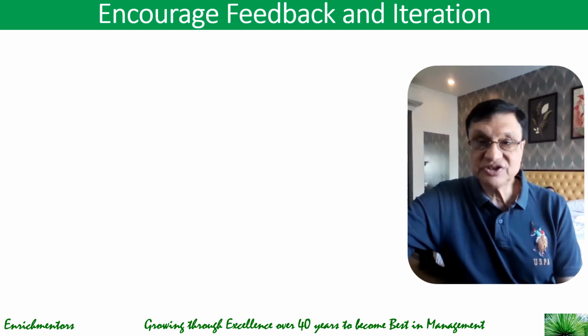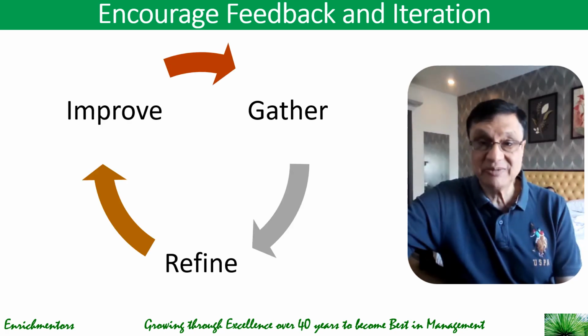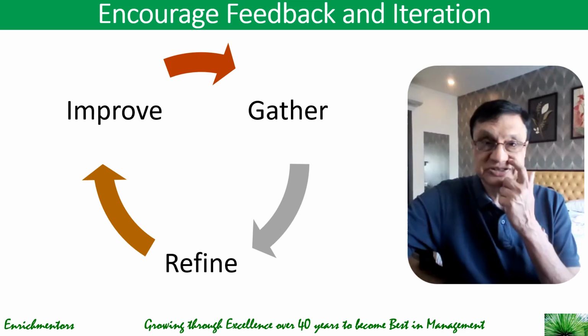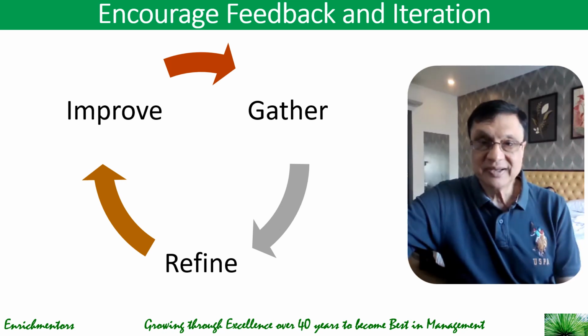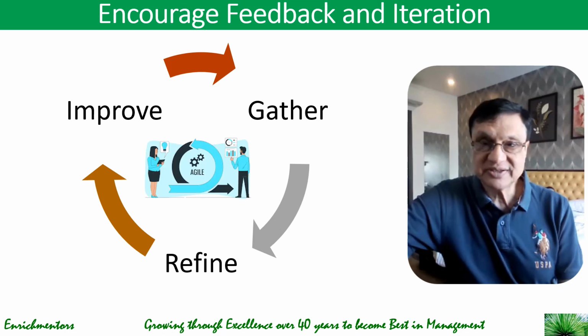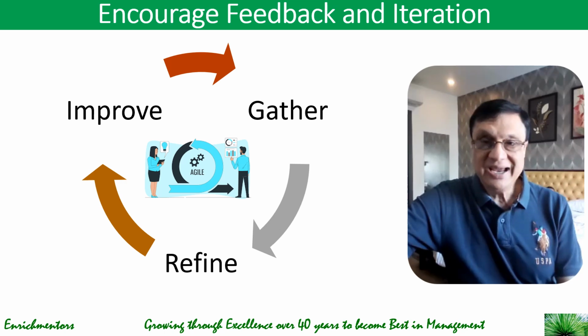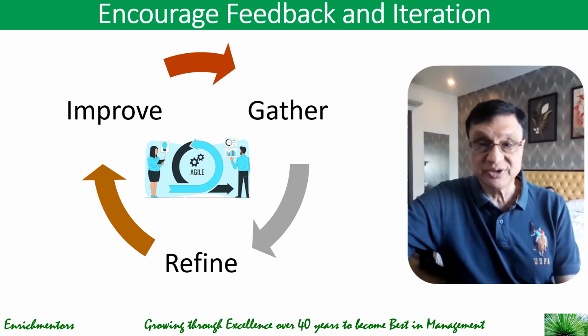Encourage feedback and iteration. Communicate regularly and gather feedback from all stakeholders to refine and improve the scaled agile processes. It's a continuous process of gathering, refining, and improvement. Use agile practices like retrospectives, pulse surveys, and one to one feedback sessions to collect insights from employees and managers. Encourage experimentation and adaptation based on real world scenarios.